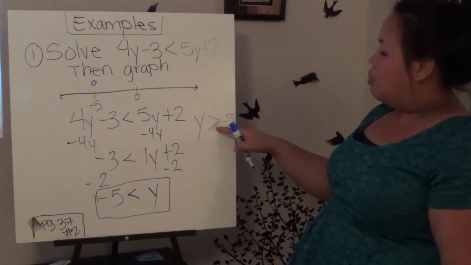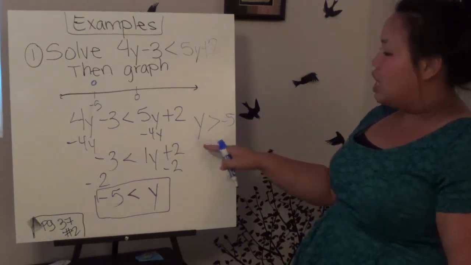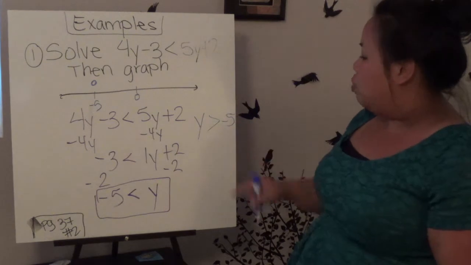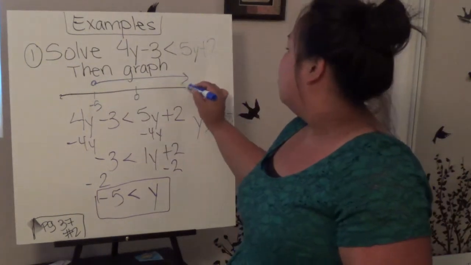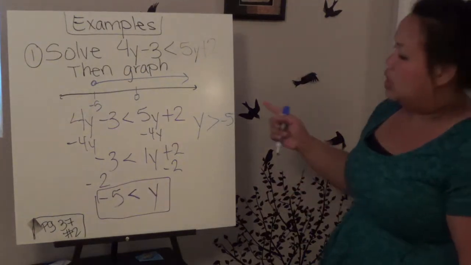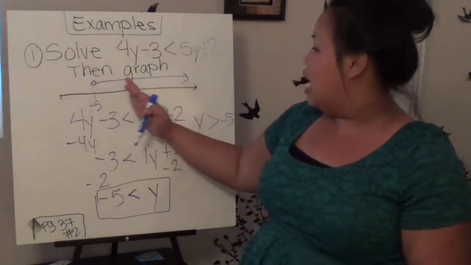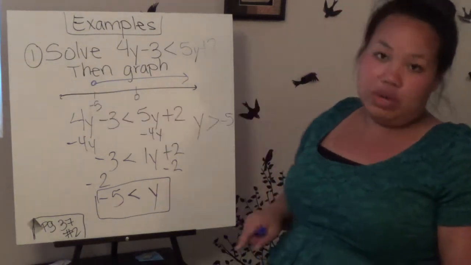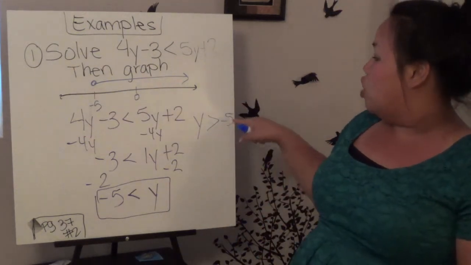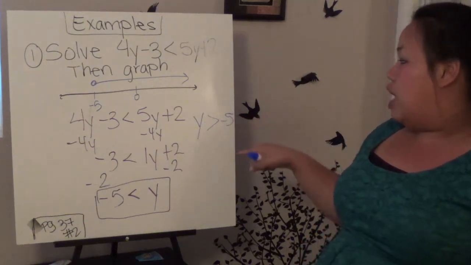Because whenever the variable is on the left-hand side, all I need to do is see where it's pointing. You see how this is pointing to the right? All I need to do is then go that way. So what this is telling me is that my answer lies anywhere bigger than y, but because it's an open circle, it means it does not include -5. It does not say greater than or equal to, it just says greater than.